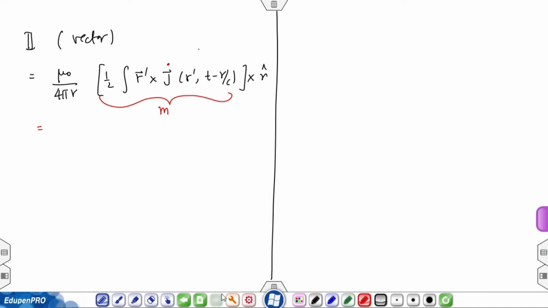Correct that in the previous slides also, I have been missing this dot. So, this is m dot. So, this comes out to be equal to mu naught over 4 pi r, m dot cross r, plus the quadrupole terms.